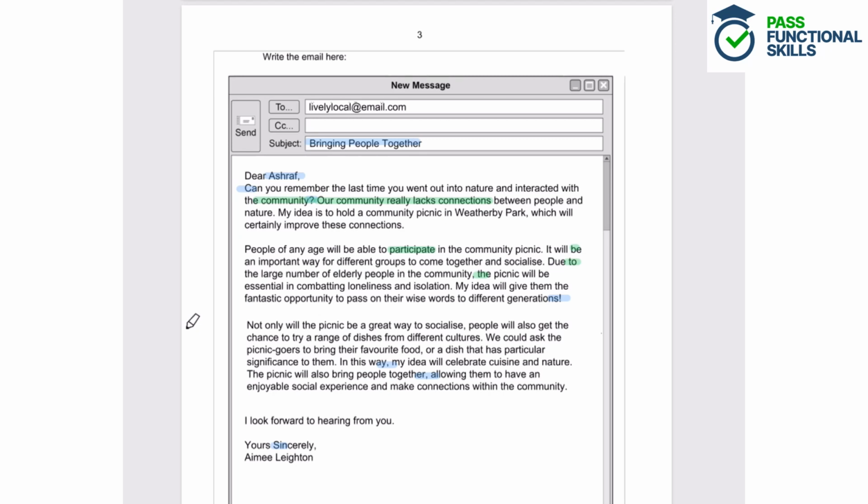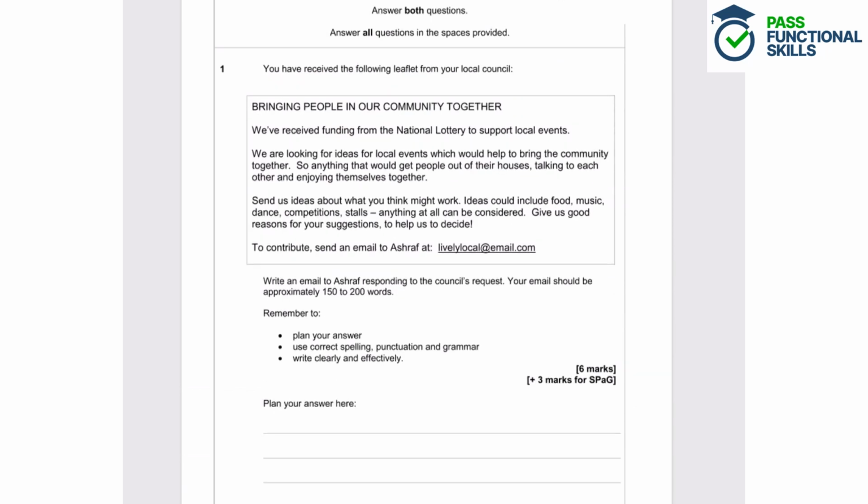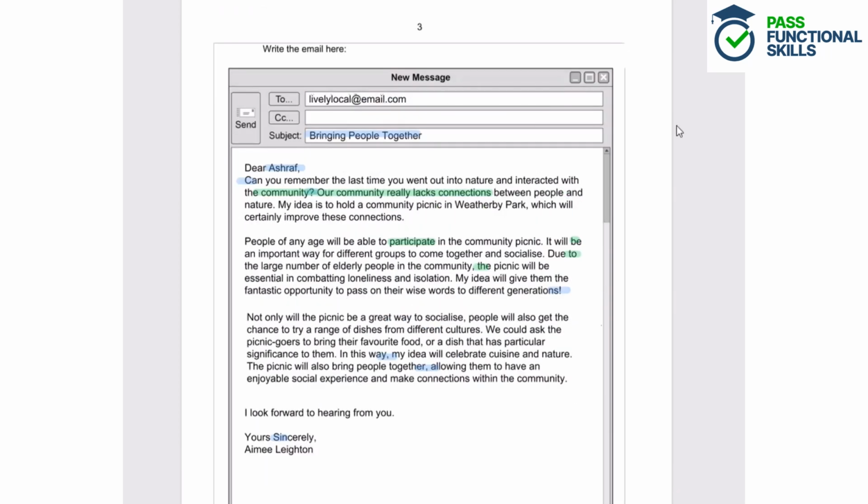Now let's think about the detail and length of the answer. The first thing that we should do when considering length is we should take another look at the question and see if there is a word count. And here we've been told that we need to write 150 to 200 words. So you need to make sure that you are meeting that word count in your answer. And this answer meets that word count effectively.